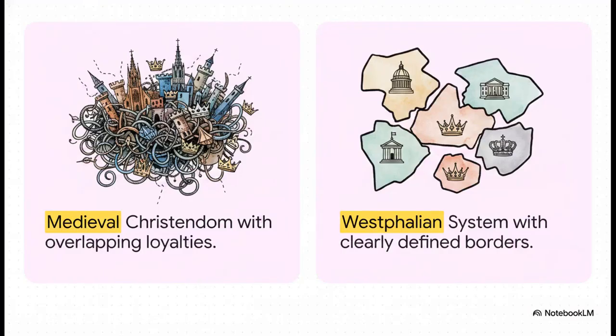We are looking at the ultimate paradigm shift here. On one side, you have medieval Christendom, this messy web of overlapping feudal loyalties where papal authority and religious motives drove politics. But on the other side, we have the birth of the Westphalian system. This replaced that medieval idea of a unified Christendom with a system of genuinely independent states. Boom. We now have clearly defined borders, state sovereignty, and secular national interests taking the wheel. Rulers held supreme authority within their own hard borders.